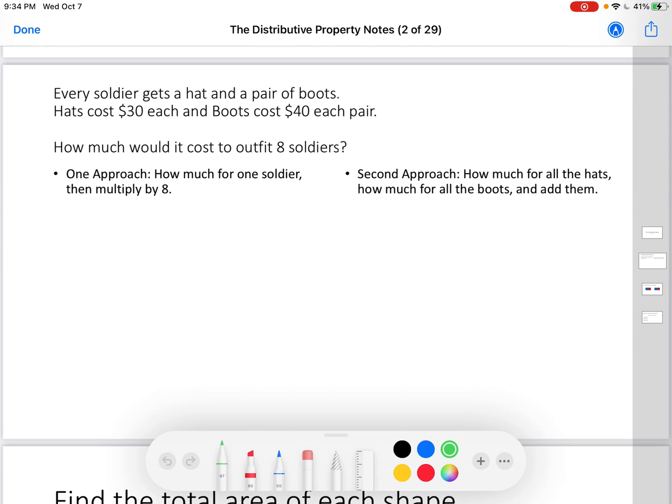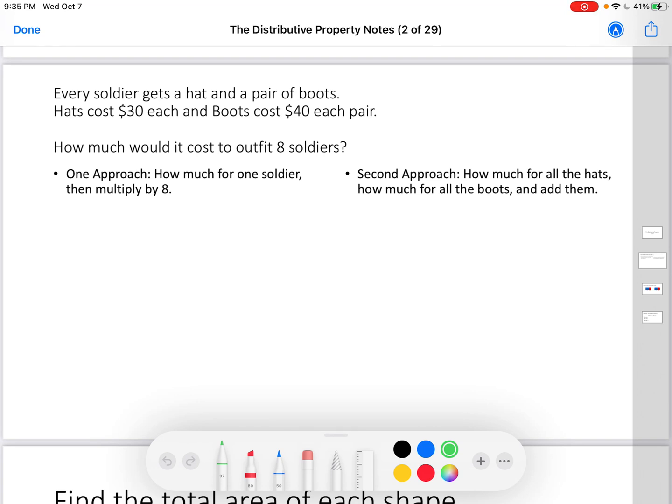So here's an example. Every soldier gets a hat and a pair of boots. Hats cost $30 each and boots cost $40 each pair. So, how much would it cost to outfit 8 soldiers?